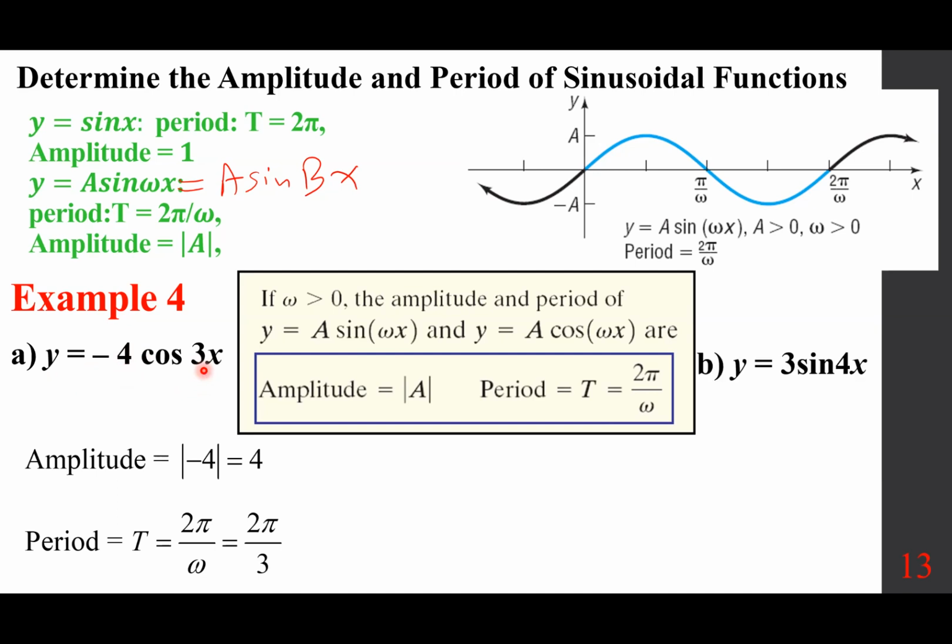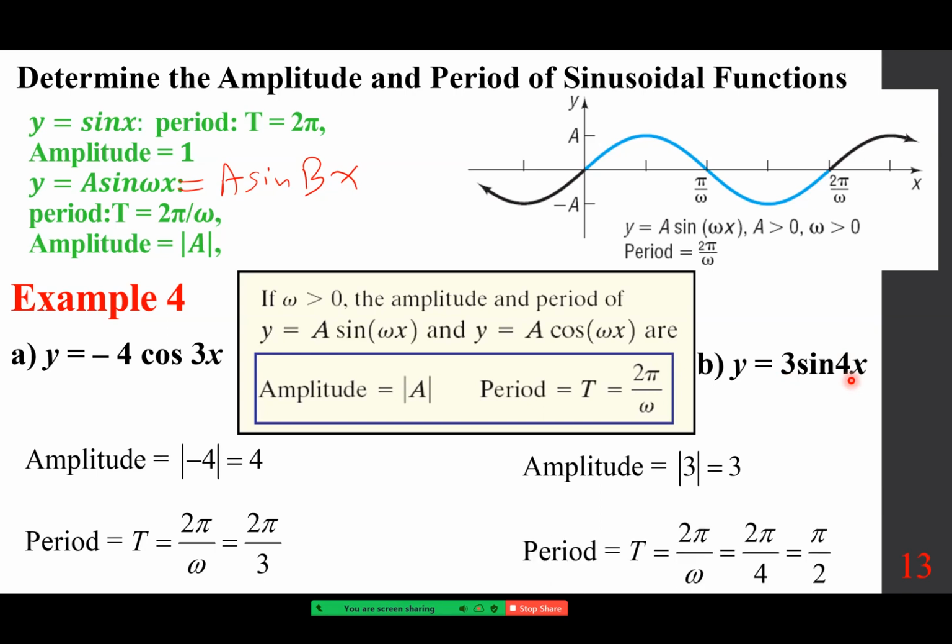What about 3 sine 4x? The amplitude is the absolute value of 3, which is 3. And the period is 2 pi over 4, which simplifies to pi over 2. So that is determining the amplitude and period of sinusoidal functions.